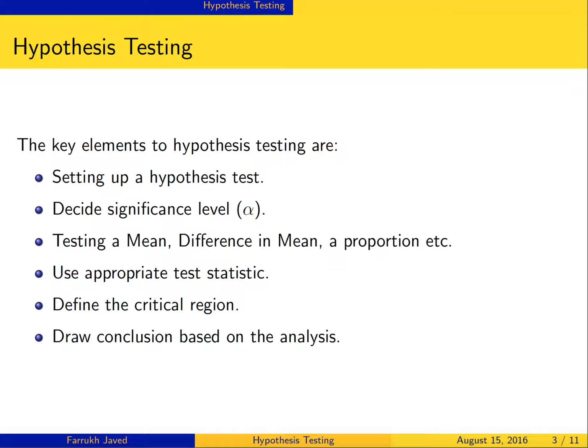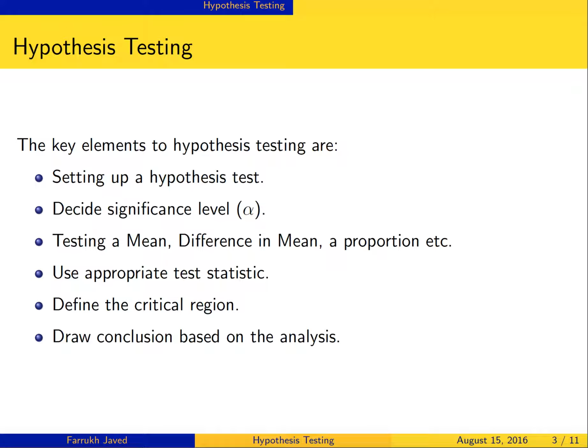So we have decided about the mean, difference in means, proportion, then we chose the appropriate test statistic, and then we define a critical region. That critical region is what we get from our tabulated, or theoretical, values of the test. Just to give you a recall, we discussed z alpha by 2 and t alpha by 2 in our previous sitting.